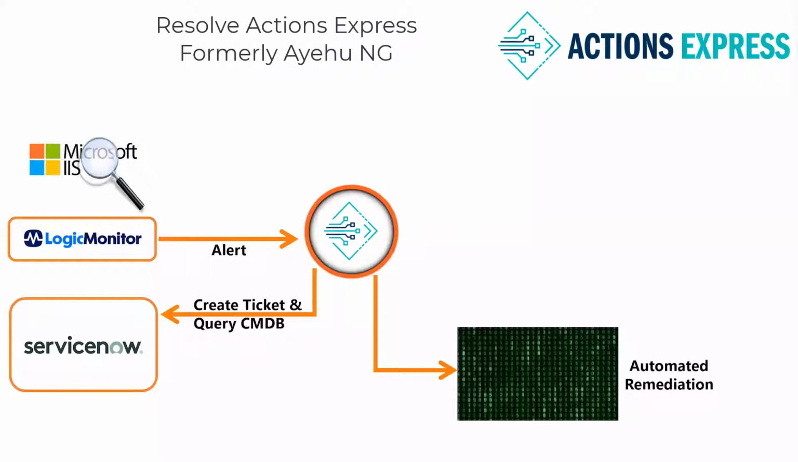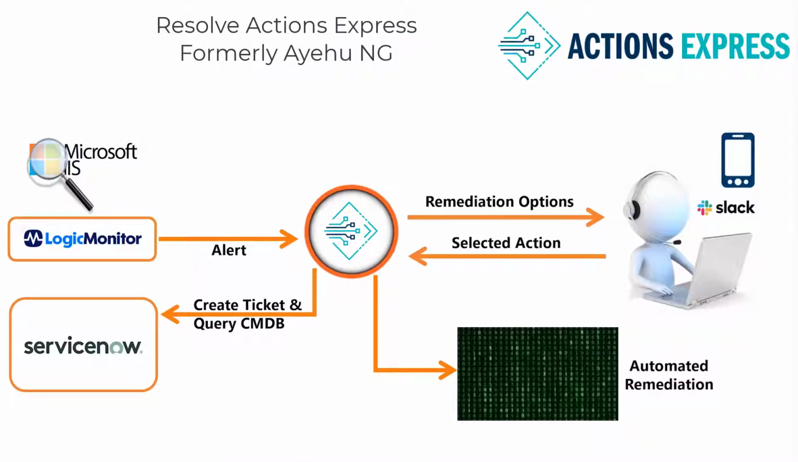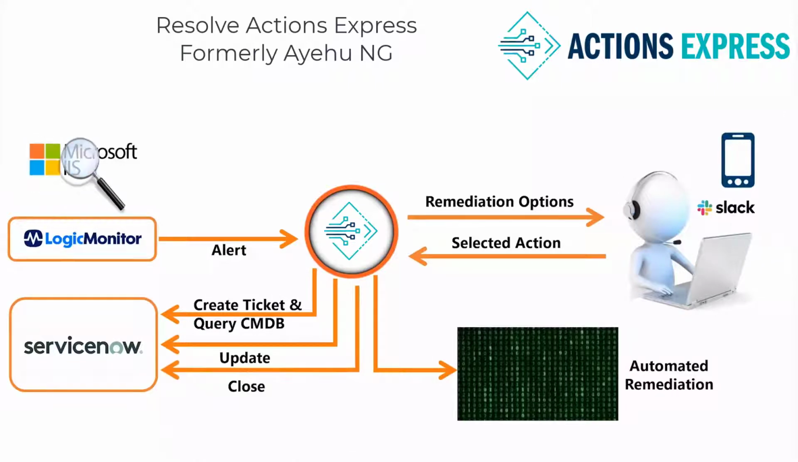Next, it will contact that owner via Slack and offer multiple options for remediating the problem. The IIS owner's choice in Slack is returned to IAHU, which then automatically executes the chosen option. As the remediation is executing, IAHU automatically documents every activity and its result in the ServiceNow ticket it opened earlier. When done, IAHU closes out the ServiceNow ticket, completing the automated remediation.